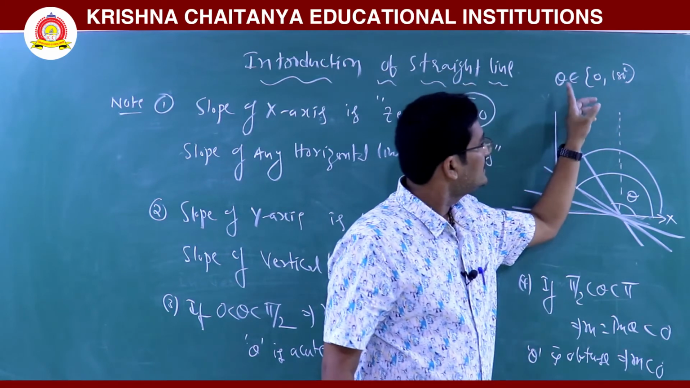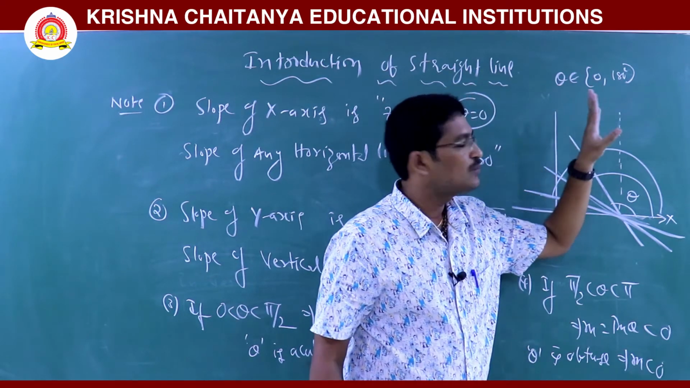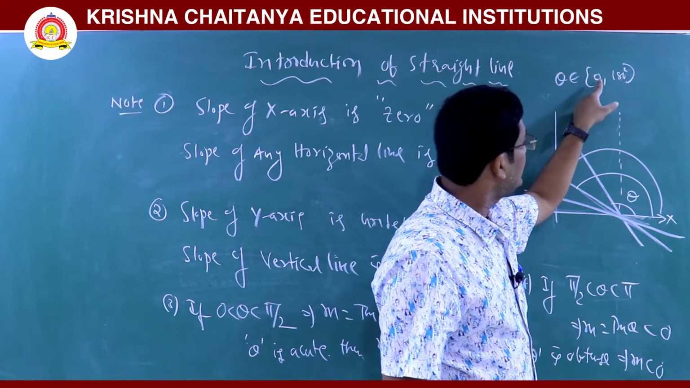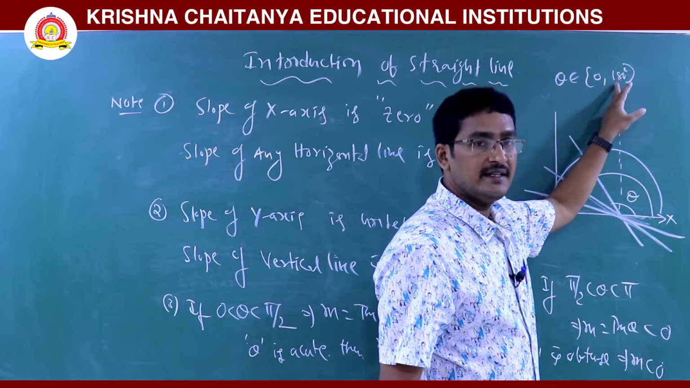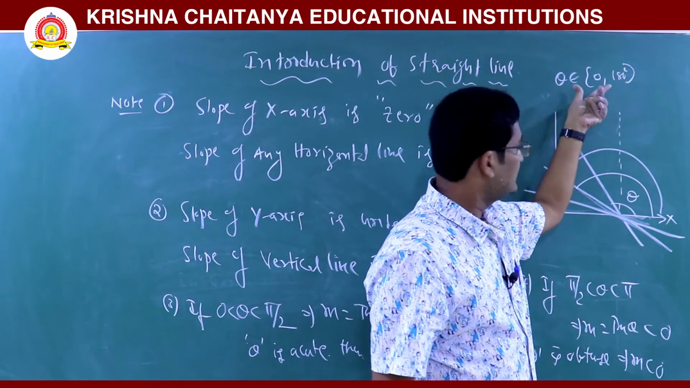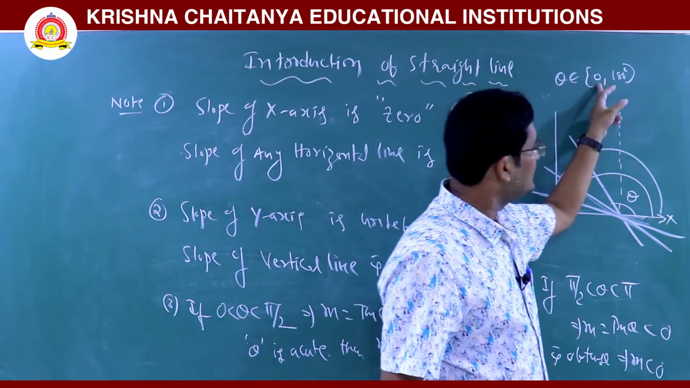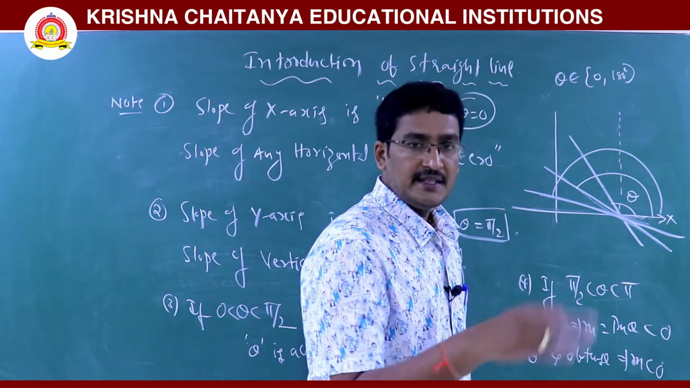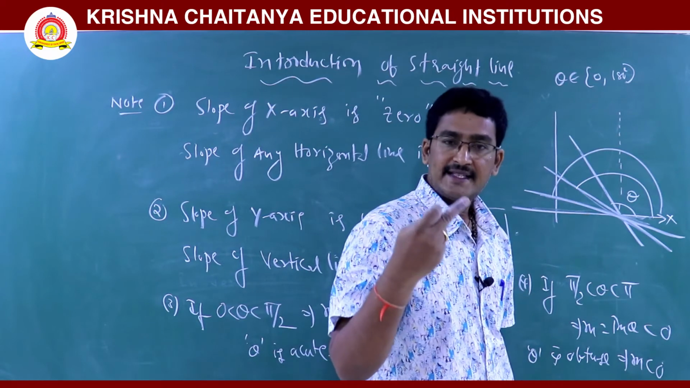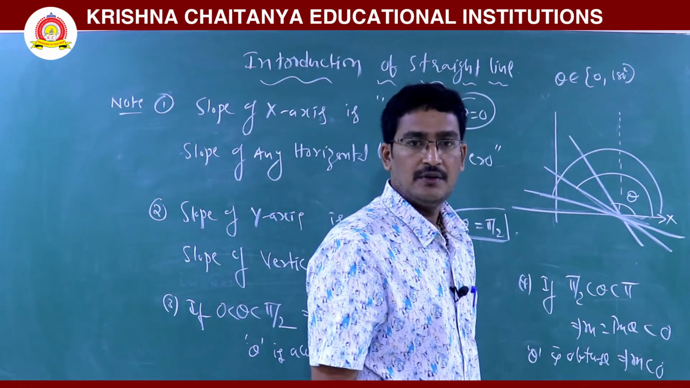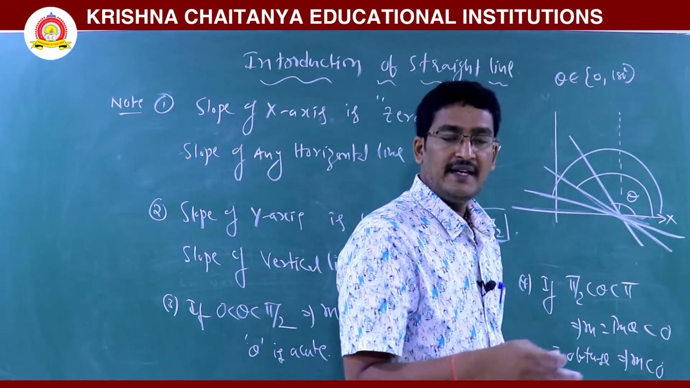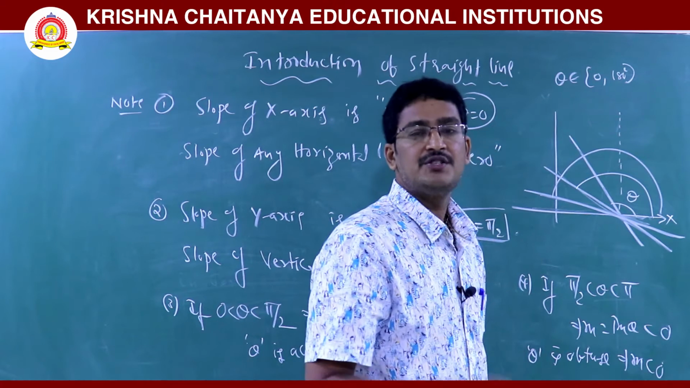So what is the range of theta? Theta always lies between 0 and 180. We take 0, so we put a closed interval at 0, but 180 we can't take, so we put an open interval there. That is the range of theta. In this range, suppose theta is equal to 0, then the slope of the line is 0. If theta is 0, the line is the x-axis, a horizontal line. So the x-axis slope is 0, a horizontal line's slope is 0. Next, if theta lies between 0 and 90, that means theta is acute, then the slope is positive.